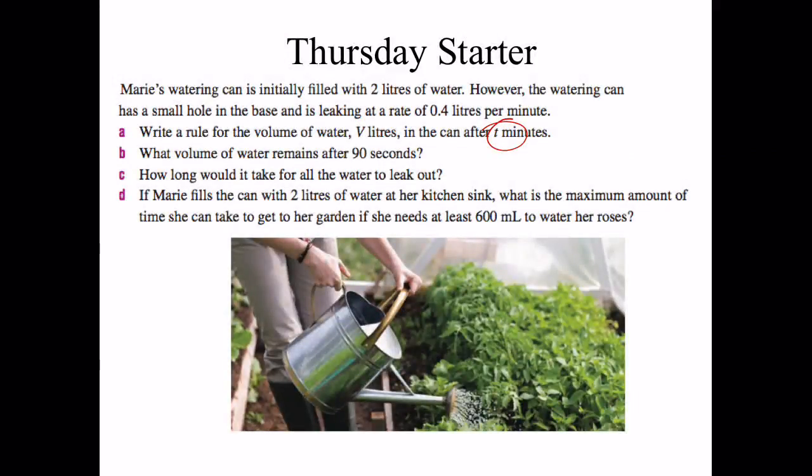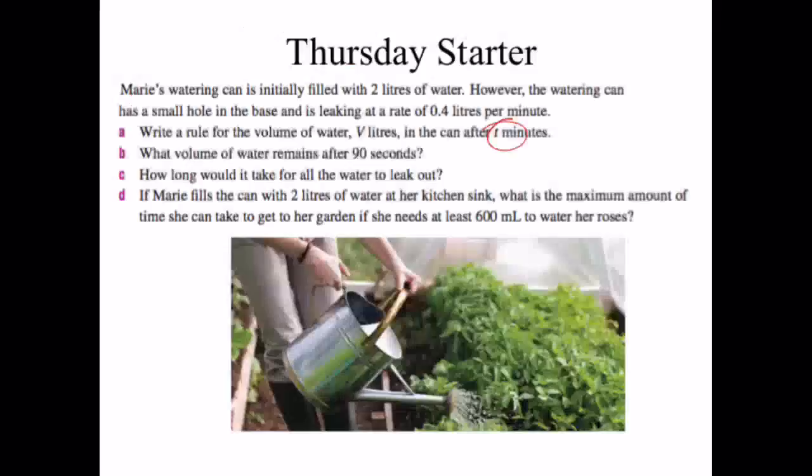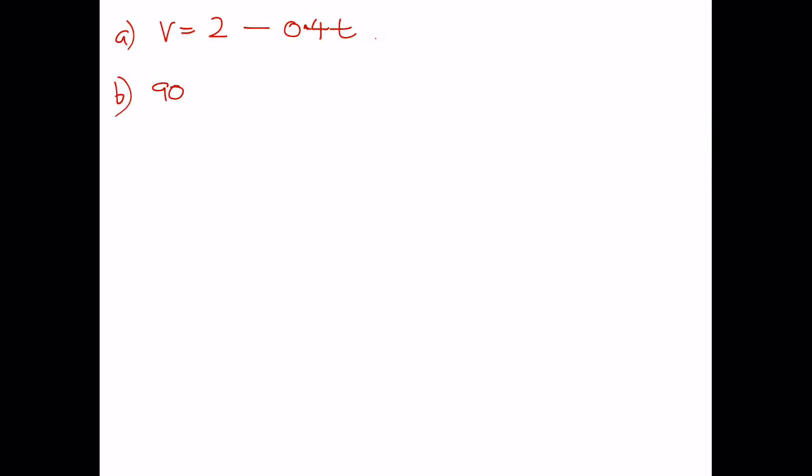Now, part B: what volume of water remains after 90 seconds? So we're going to substitute 90 seconds in here. Given that t was in minutes, because our water flowed at 0.4 litres per minute out of the tin, we actually need to convert that 90 seconds into minutes. Because there are 60 seconds per minute, that's 1.5 minutes. So when we substitute that into our equation, we do 2 minus 0.4 times 1.5, which gives us 1.4 litres remaining.